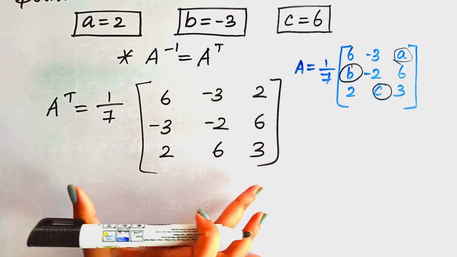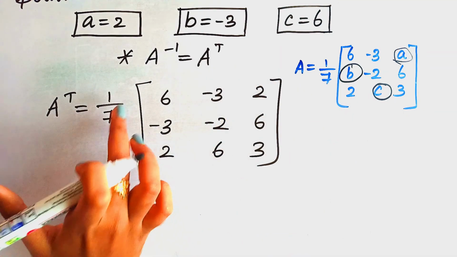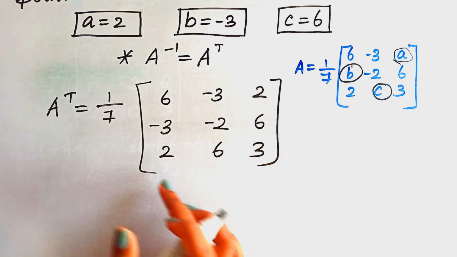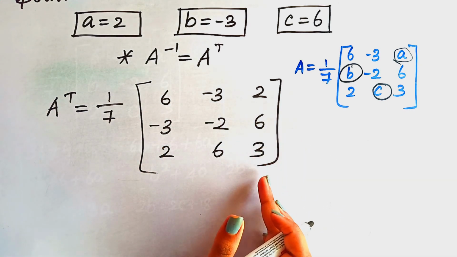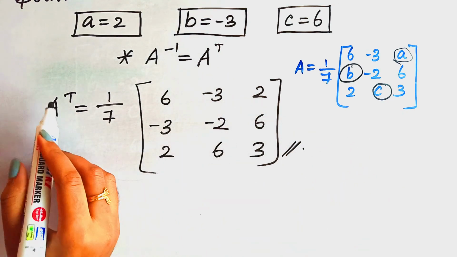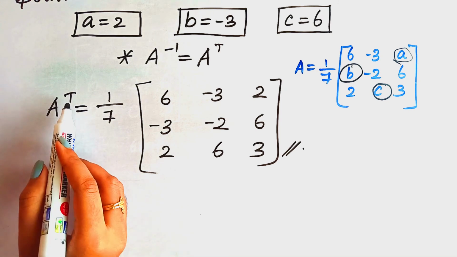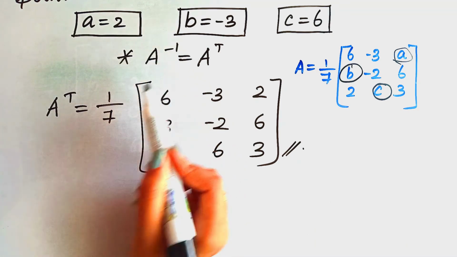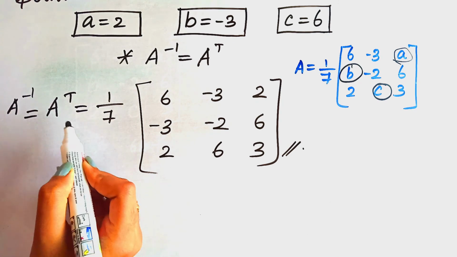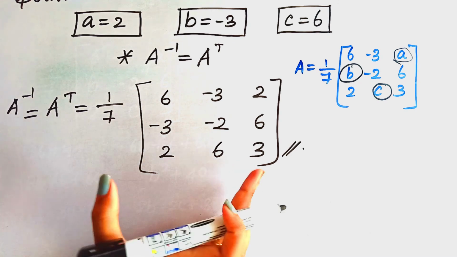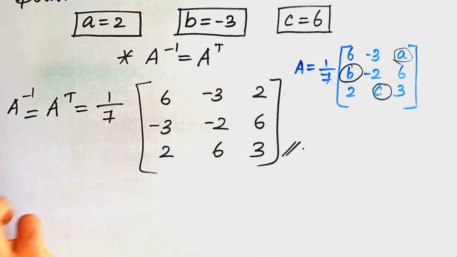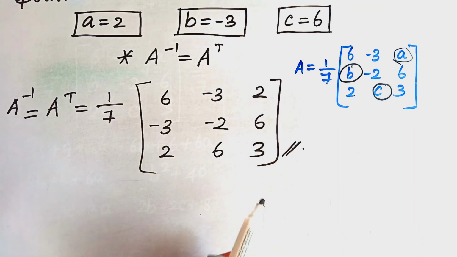Okay, you understood, guys? So A transpose is equal to 1 divided by 7 times the matrix with rows 6 minus 3 2, minus 3 2 6, and 2 6 and 3. Okay, so this is our answer of A transpose. So since A transpose is equal to A inverse, you can say that A inverse is equal to A transpose. So A inverse is nothing but 1 divided by 7 and this matrix. So therefore we have found the value of A inverse.